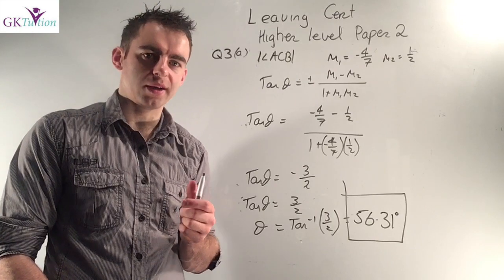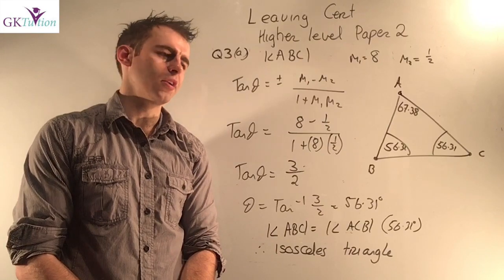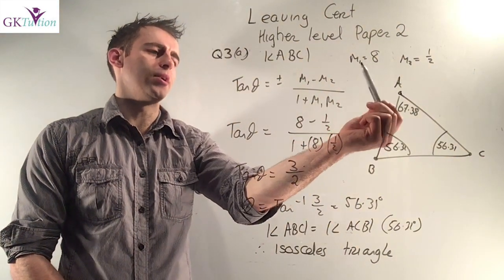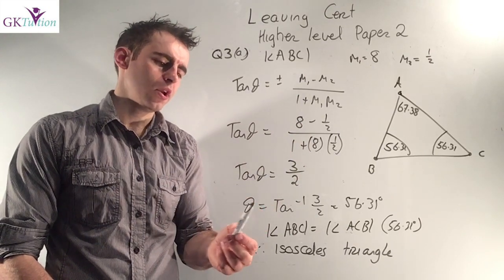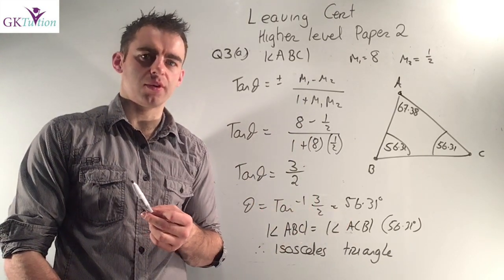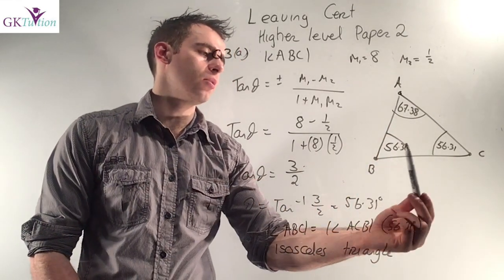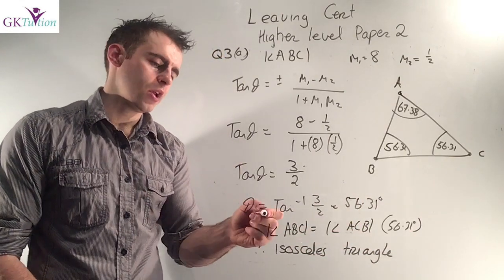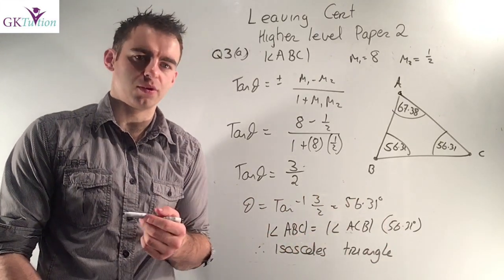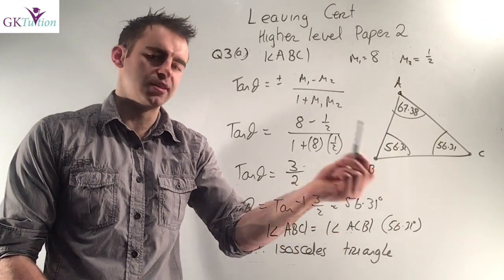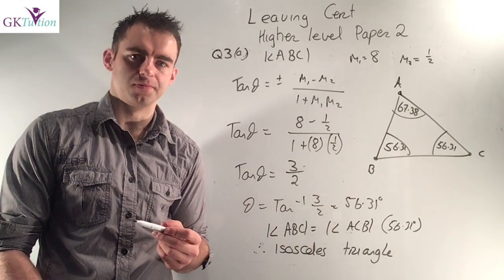Now we've got one more angle in our triangle to find, the angle ABC. To get our third angle, one of my slopes is 8, the other one is a half. If you plug it in, you get tan theta is 3 over 2, so tan inverse of that is 56.31 degrees. So the three angles I've worked out are one of them is 67.38 and two of them are 56.31. So I could say that angle ABC is equal to the angle ACB because they're both 56.31 degrees. So obviously this is an isosceles triangle. So the nature of the polygon they're looking for there is that it's an isosceles triangle.